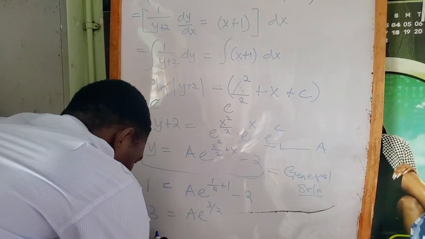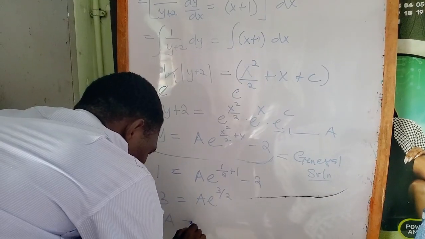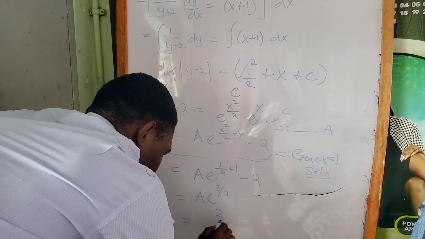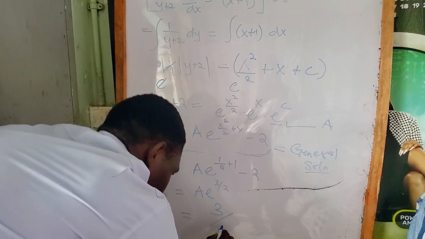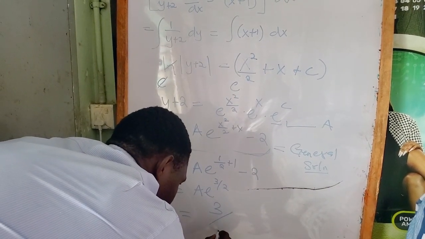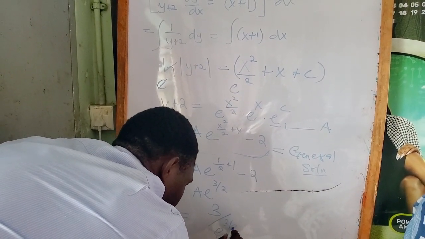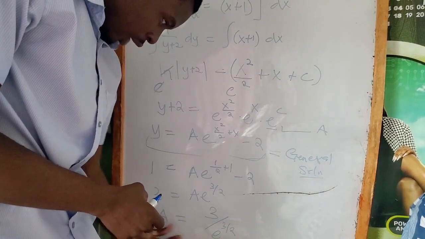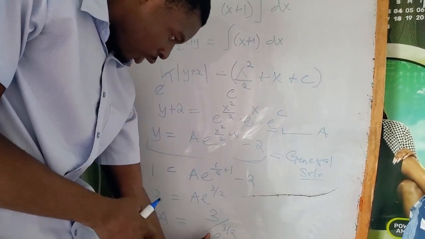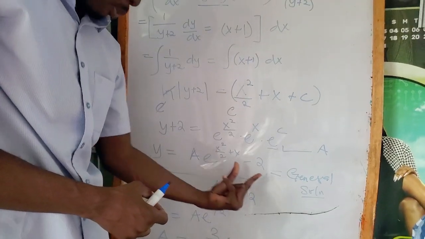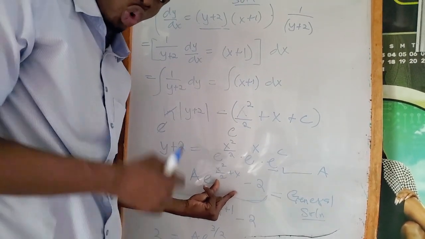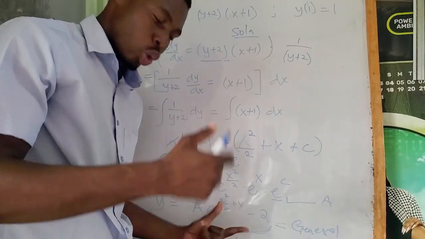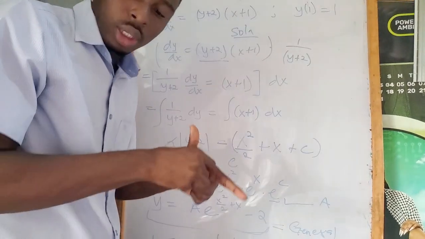Let's find the value of A. It means that the value of A is equal to 3 divided by e to the 3 all over 2. Now, this is the value of A. We are going to take the value of A and plug it back into the general solution to obtain the particular solution. Let us make some room up so we can do this.